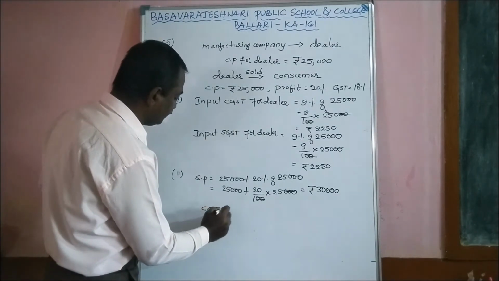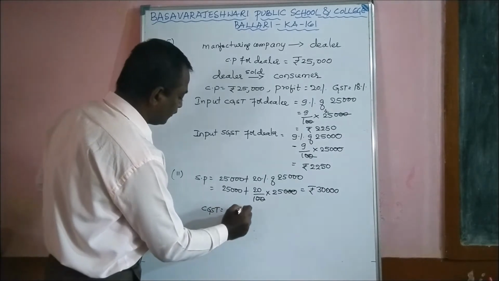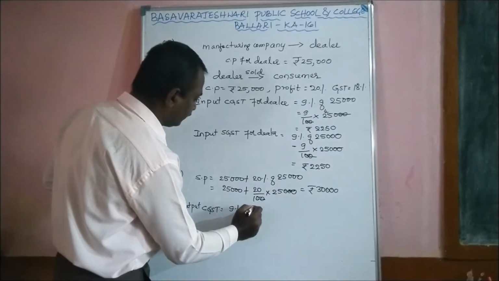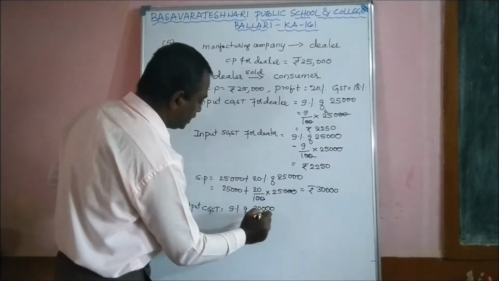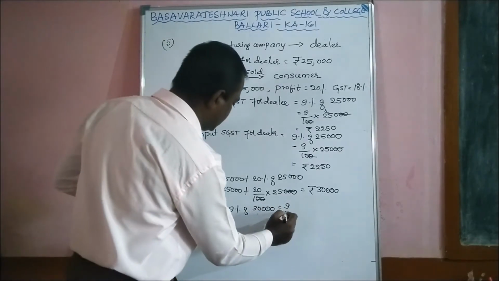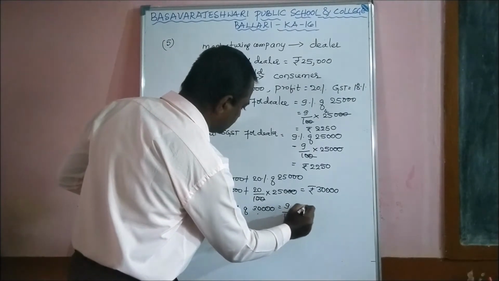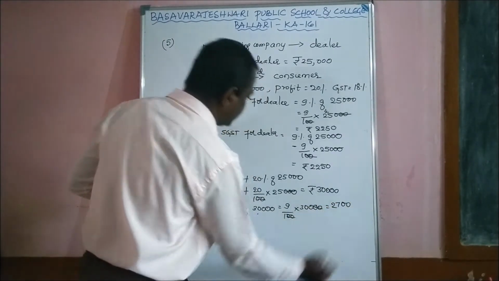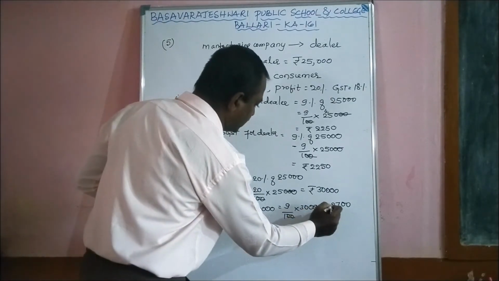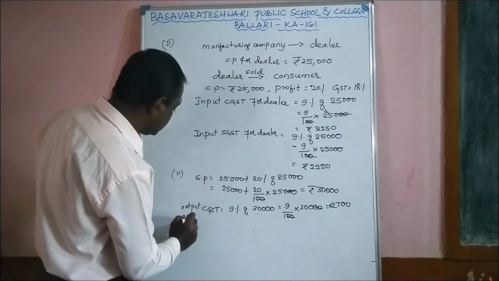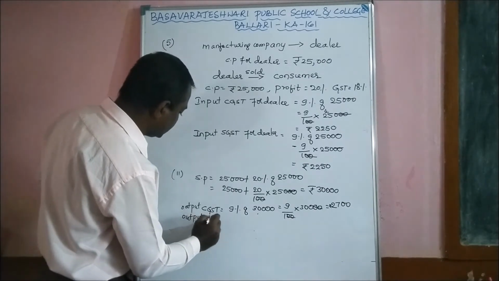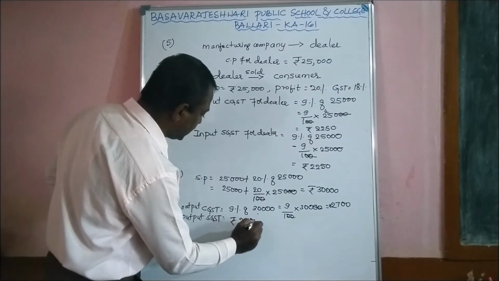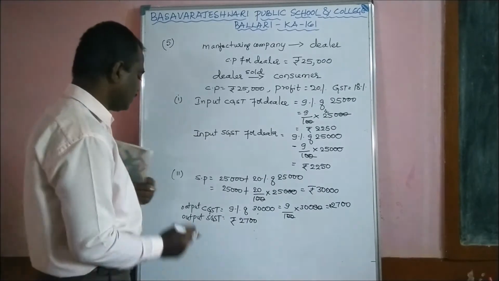Okay. Now he is taking the CGST and SGST. CGST, how much will he take? 9% of this is output. This is output CGST. 9% of 30,000. That is 9 by 100 into 30,000. 2,700 rupees. Similarly, output SGST is also the same, rupees 2,700.